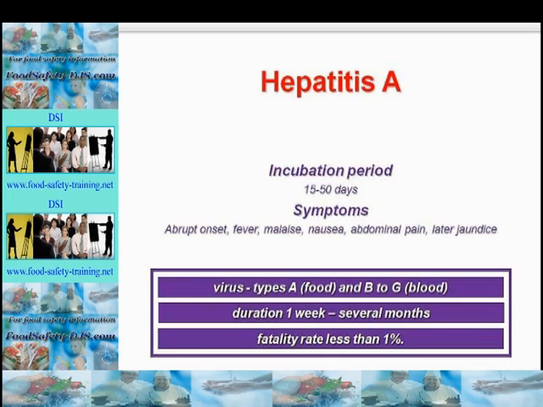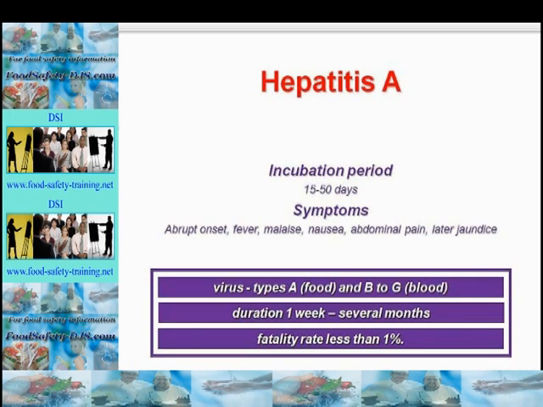The incubation period is between 15 and 50 days. Symptoms: there's an abrupt onset, fever, malaise, nausea, abdominal pain, and later jaundice. Obviously, jaundice is one of those symptoms where when the liver starts to fail, because the liver as well as the kidneys are the body's natural filters to remove all poisons, when the liver stops working, then the poisons stay within the body. Therefore, the jaundice is part of those symptoms. Duration of the illness is anywhere between 1 week and several months. The fatality rate is less than 1%.